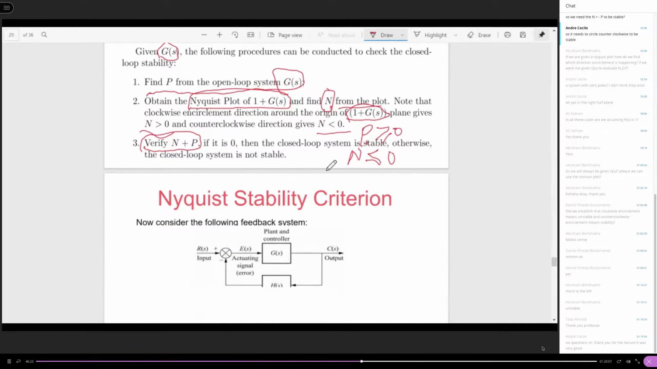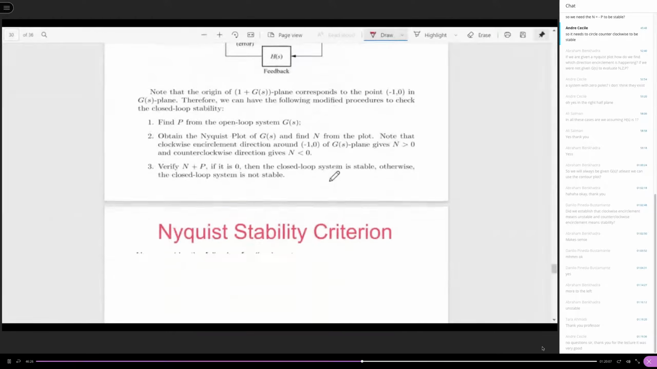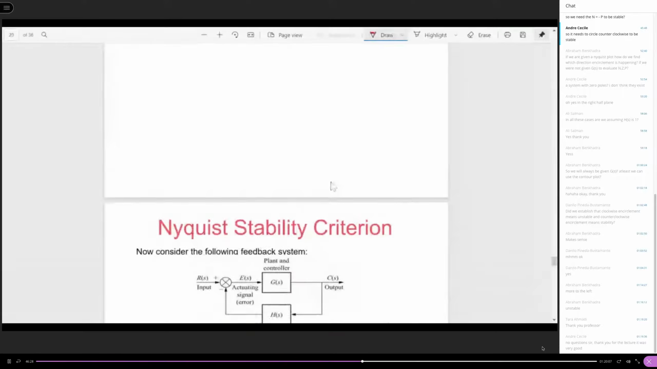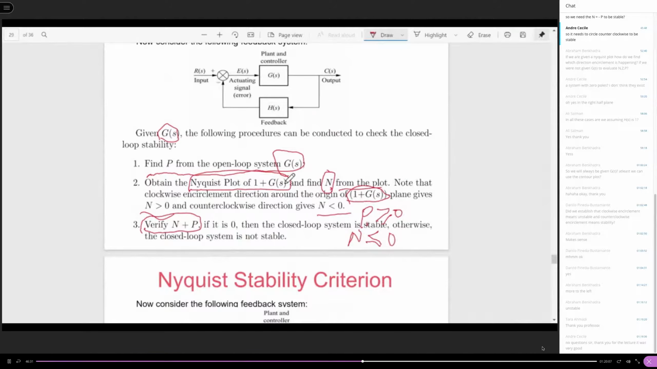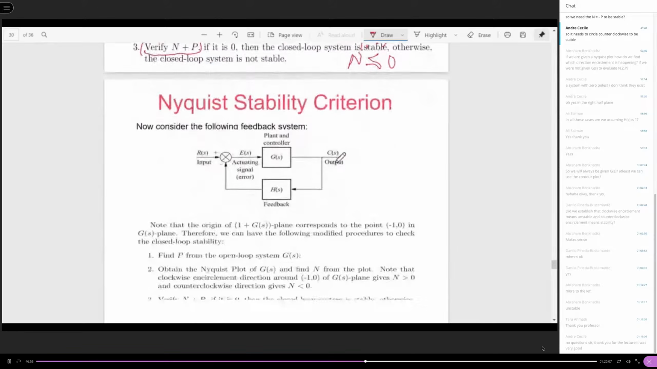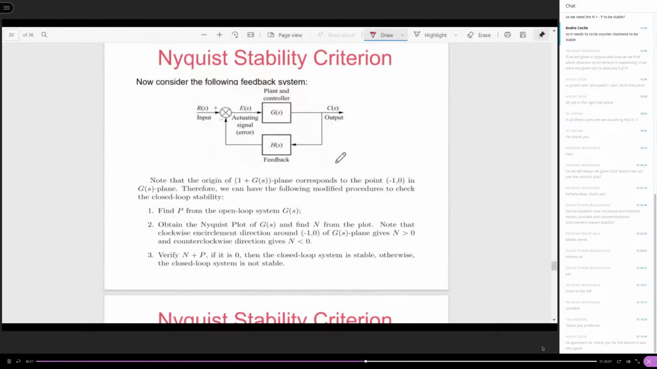So now, you see here, we are evaluating the 1 plus G of s. But then you're going to say that, because we already know the G of s, and the difference between 1 plus G of s and G of s is only 1, why not just stay with the G of s plane? Why should we talk about the 1 plus G of s plane? Yes, you can do that. We can actually only stick with the G of s plane.